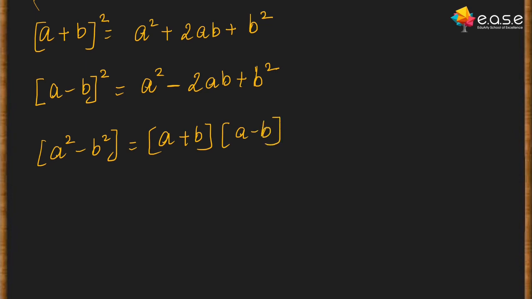Three primary identities, and we are now going to do a couple of sums based on these identities. Extremely easy. Absolutely nothing is there in this, it's very, very easy. So let's do a couple of examples.